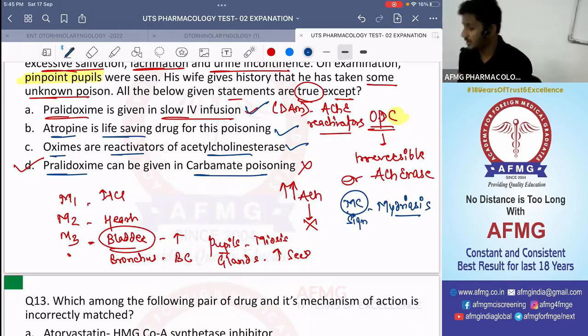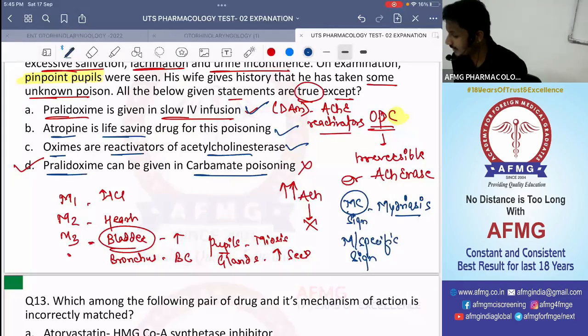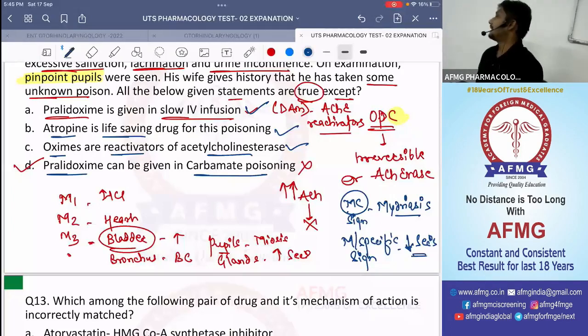But if they ask you, which is the most specific sign of atropinization? Very good. The most specific sign of atropinization is decreased secretions. Okay, that is decreased secretions. You are not able to assess decreased secretions. Therefore, the most accessible way is to assess the pupillary reactions. Like if the pupils dilate, you can stop giving the drug. कोई दिक्कत नहीं है इसमें.